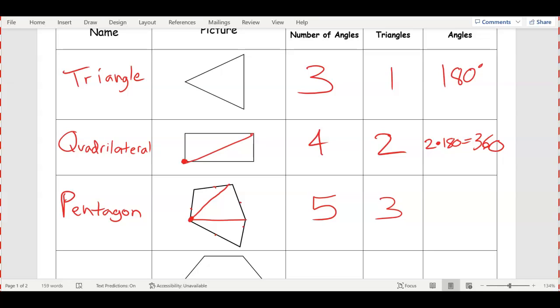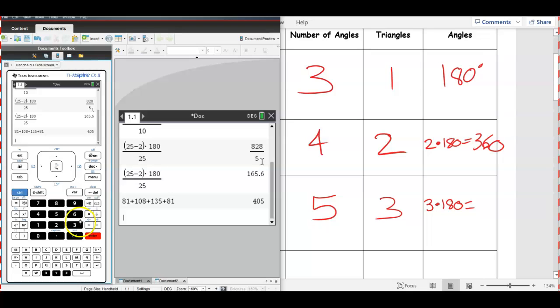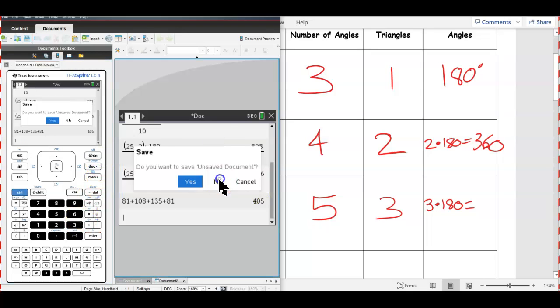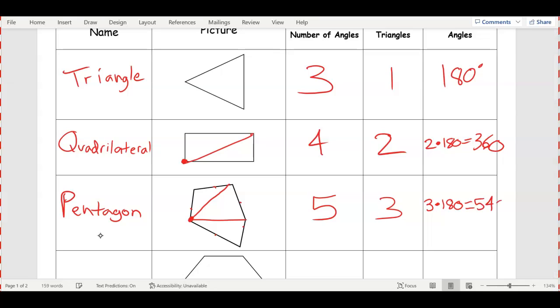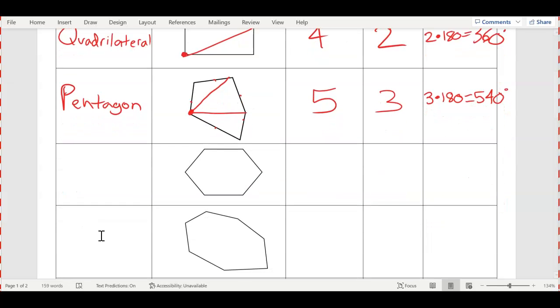So I'm going to do 3 triangles times 180. Okay, and if you're not sure, you can do a calculator over here. 3 times 180 gives me 540. All right, and you might see a pattern forming here. So this next one, 1, 2, 3, 4, 5, 6-sided figure is called what? Hexagon.